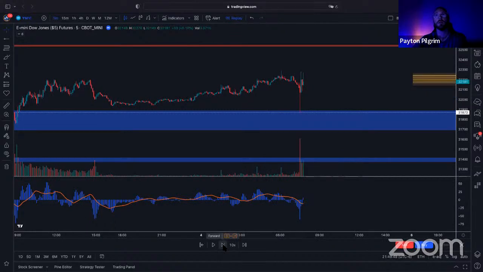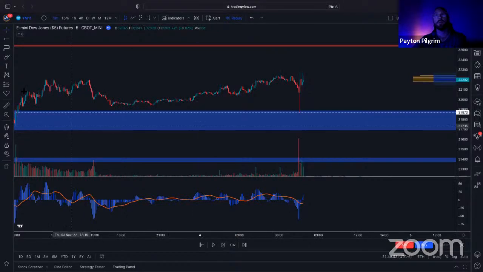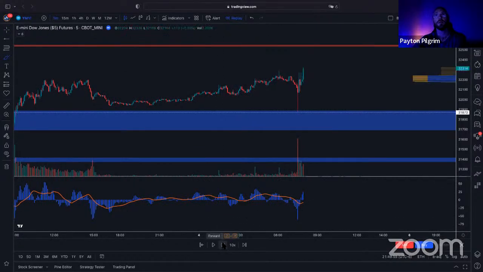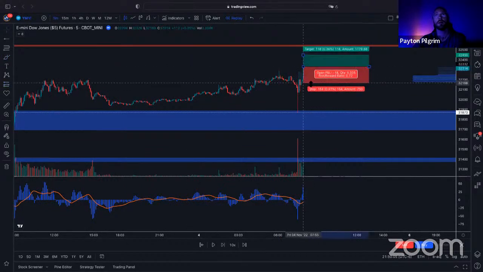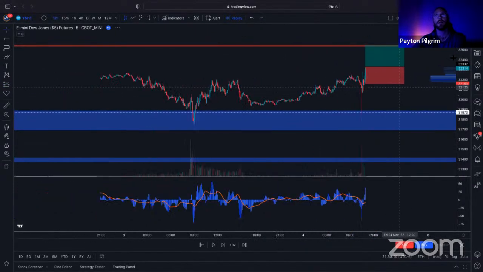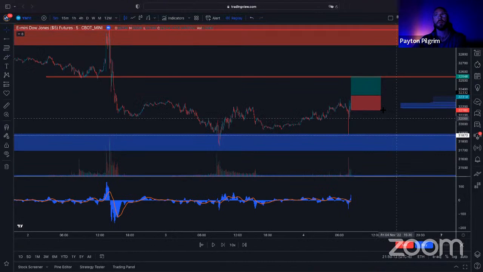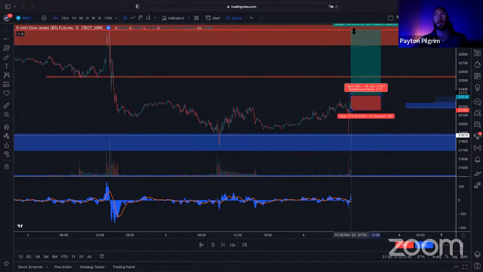Nope. Nope. But you see the liquidity building? Yep, that's it. Long there, stop there, target there. Bare minimum. Most likely here. Let's go.